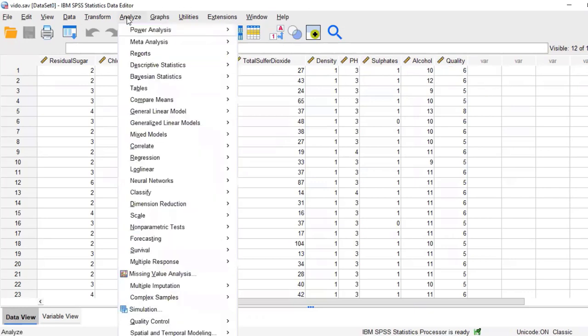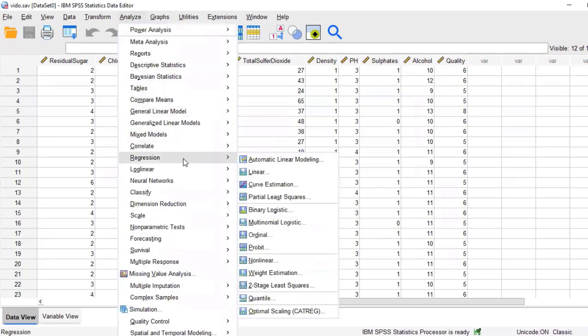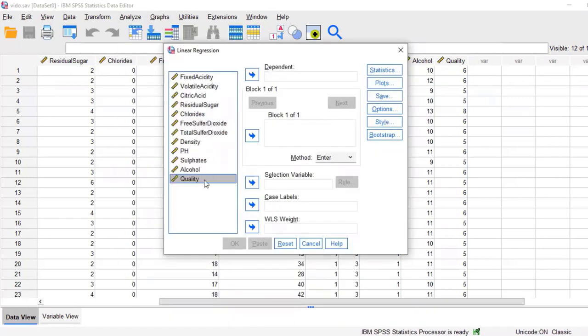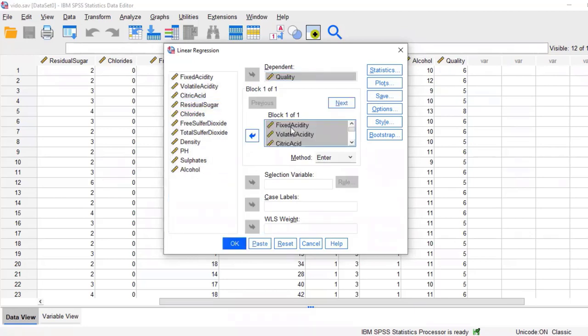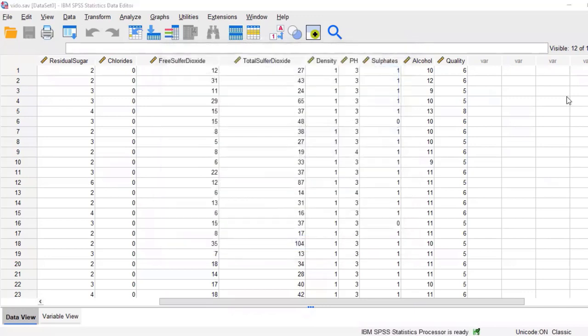We'll go to Analyze, Regression, and once again, Linear. I'm going to take the quality variable and move it into the dependent variable space, and all of the other variables and move them into the space called Block 1. Block 1 is the place where all of your independent variables belong. When I hit OK, we're given our regression model.